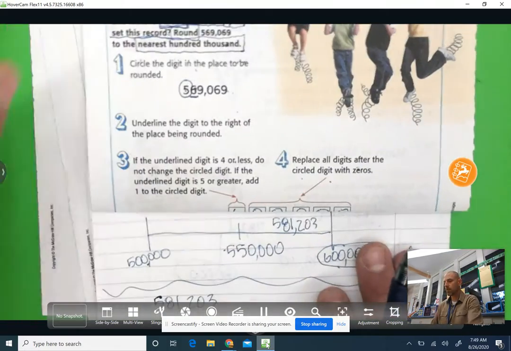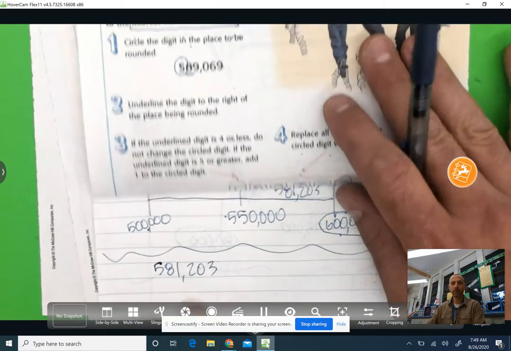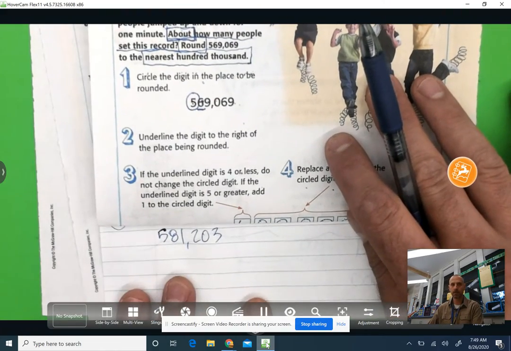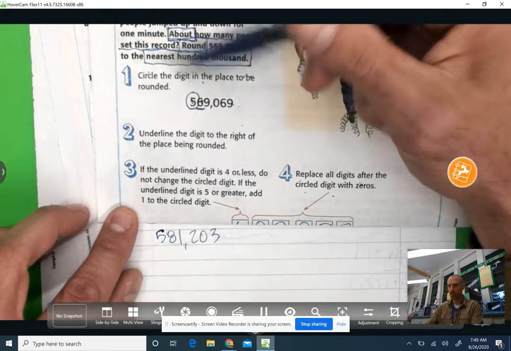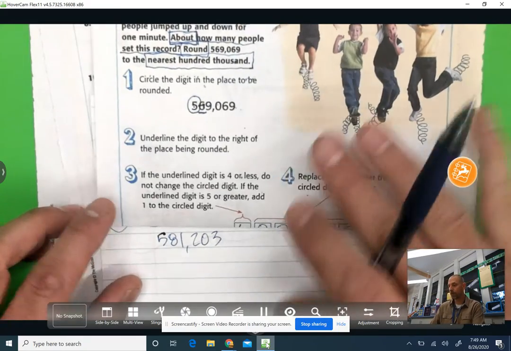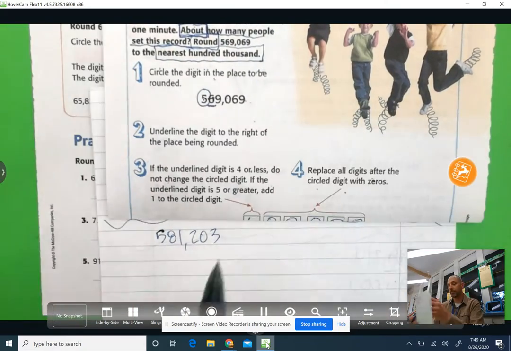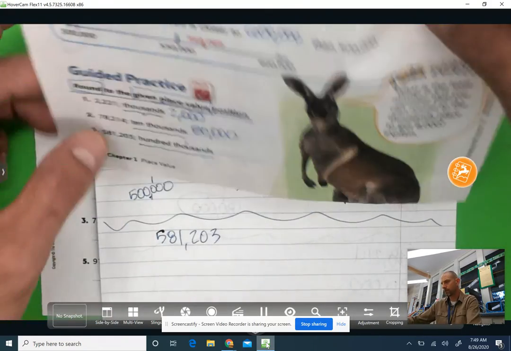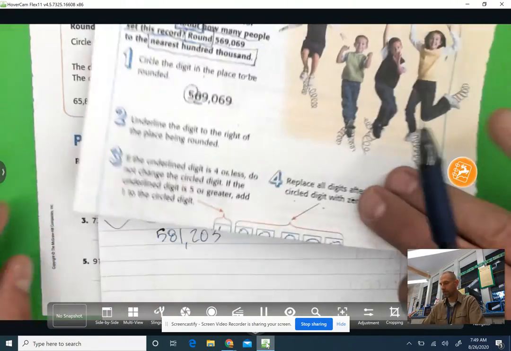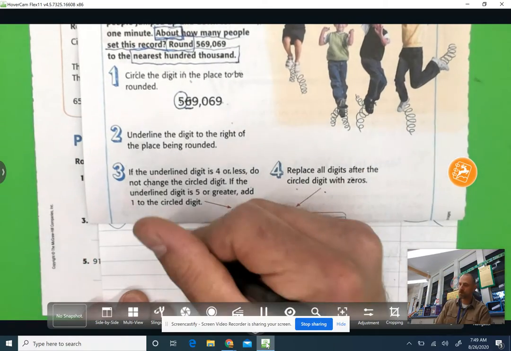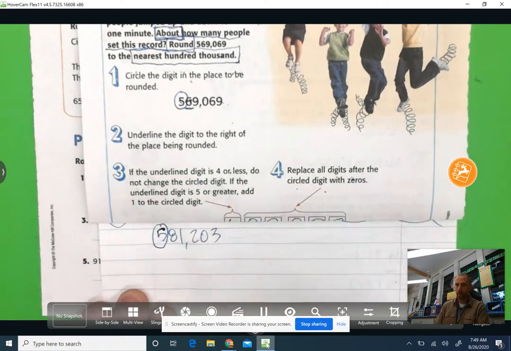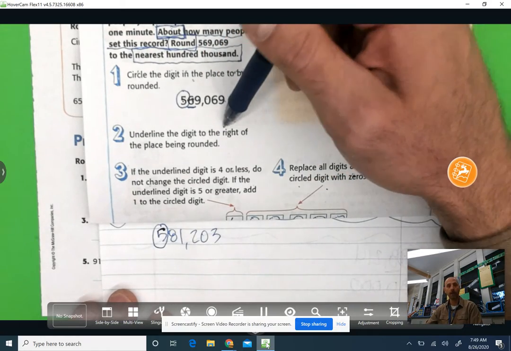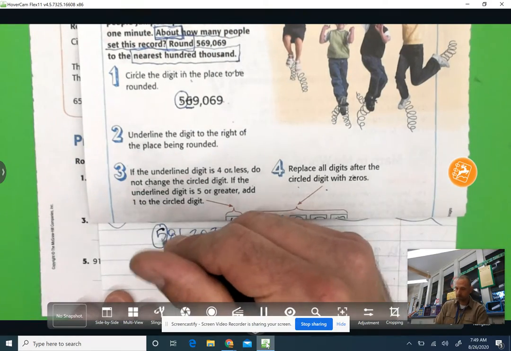It says, number 1, circle the digit to be rounded. Okay, circle the digit to be rounded. We are rounding to the 100,000th place. Right here, 100,000th place. Circle it. Okay. Now, number 2 says, underline the digit to the right of the place being rounded.